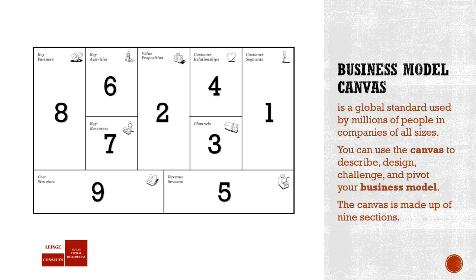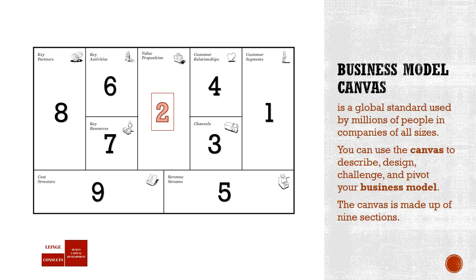For example, let me take you through the segments. Number 1 segment is the customer segment. That is where I'm going to begin the lesson from. And then number 2 is the value proposition. Number 3 is the channels. Number 4, the customer relationships. Number 5, the revenue streams. Number 6, the key activities. Number 7, the key resources. Number 8, the key partners. And number 9, the cost structure.